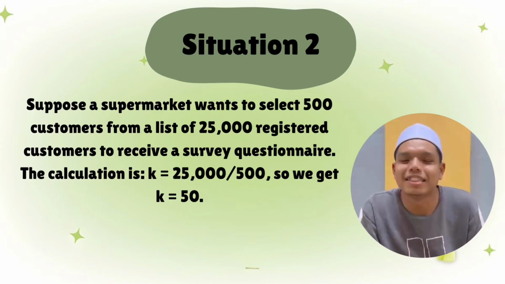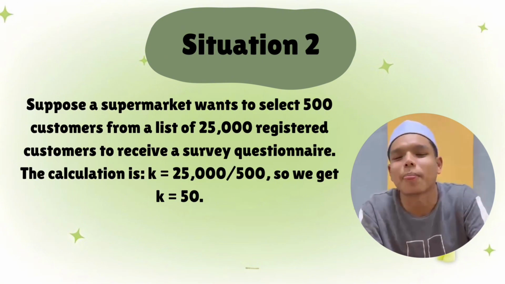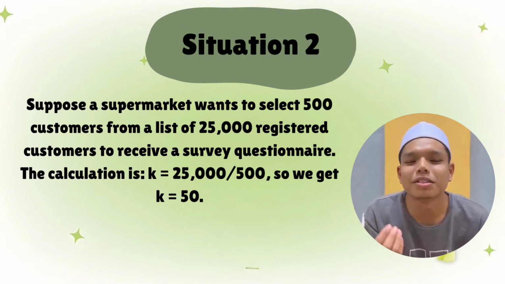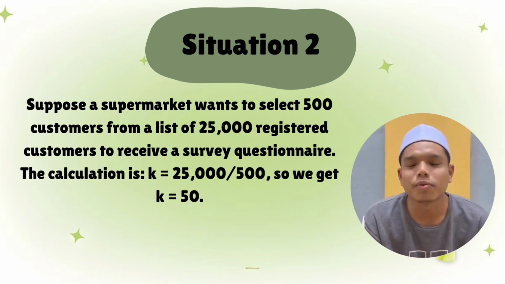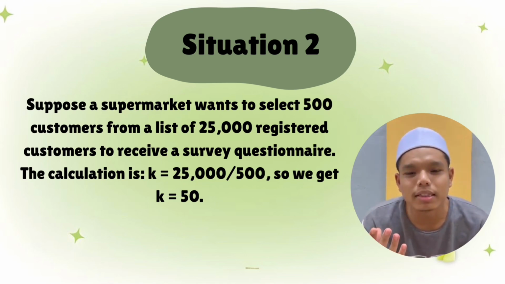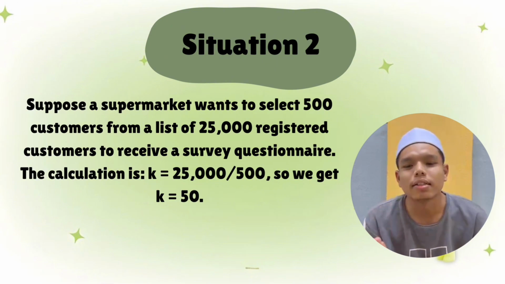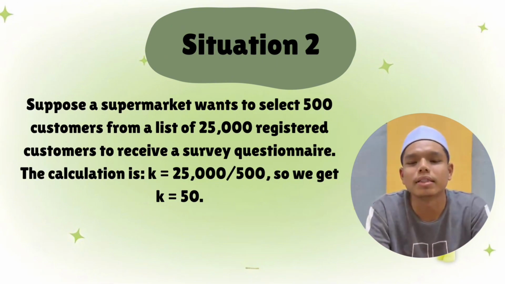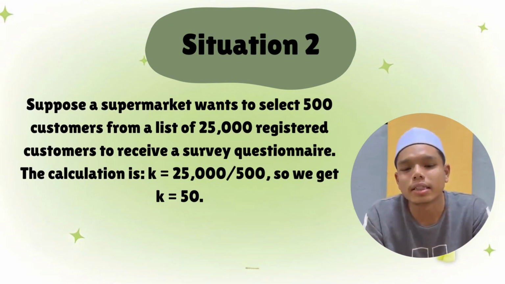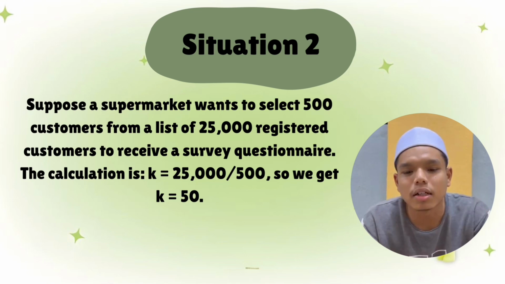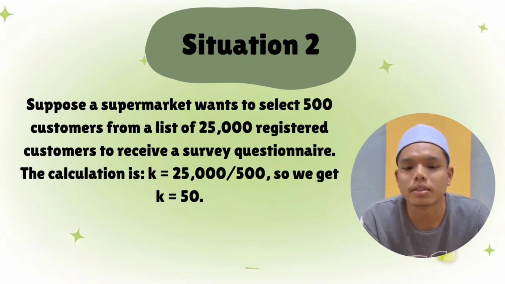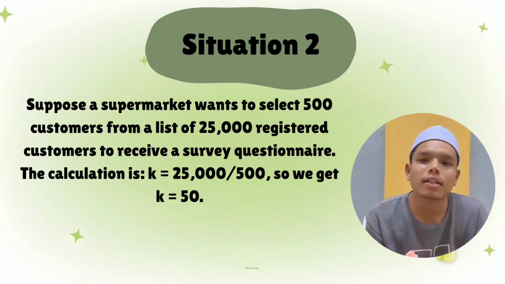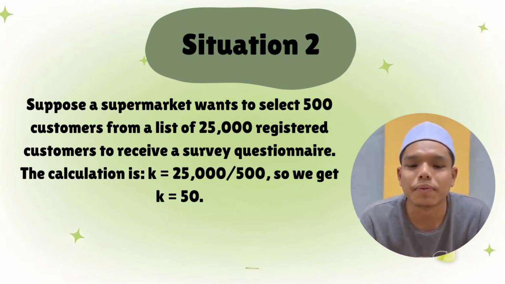Okay, so let's discuss situation 2. Suppose a supermarket wants to select 500 customers from a list of 25,000 registered customers to receive a survey form. The calculation to find K is 25,000 divided by 500. So we get K equal to 50.